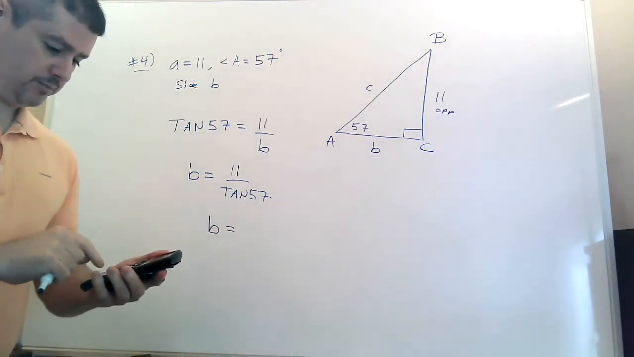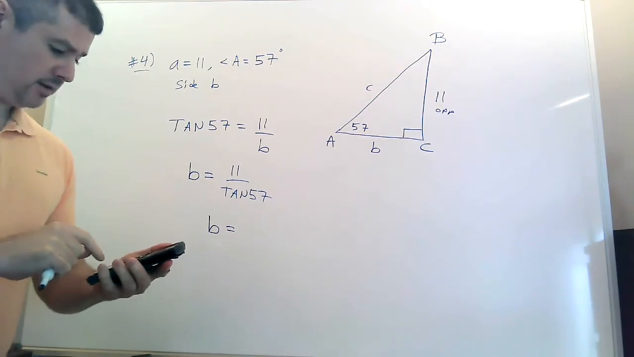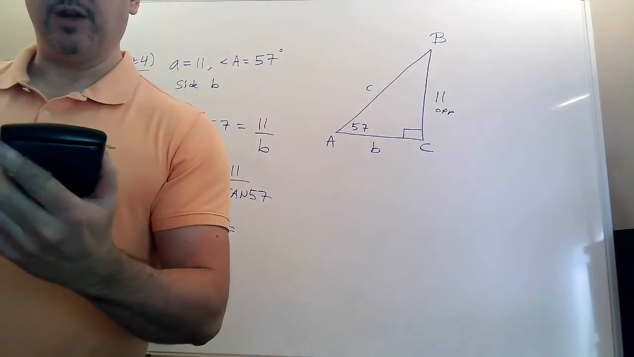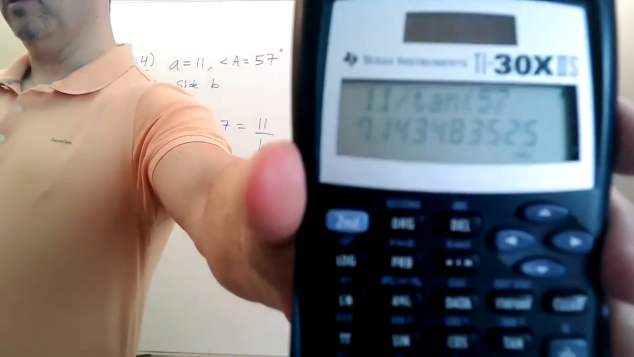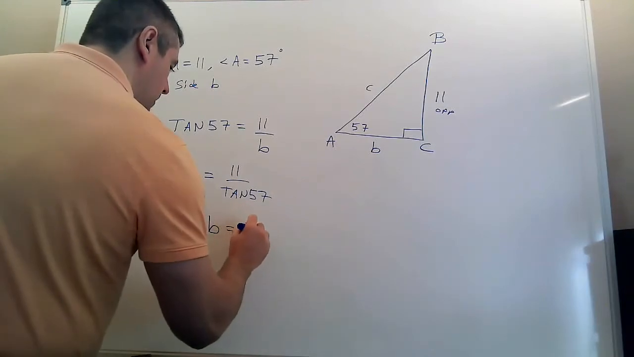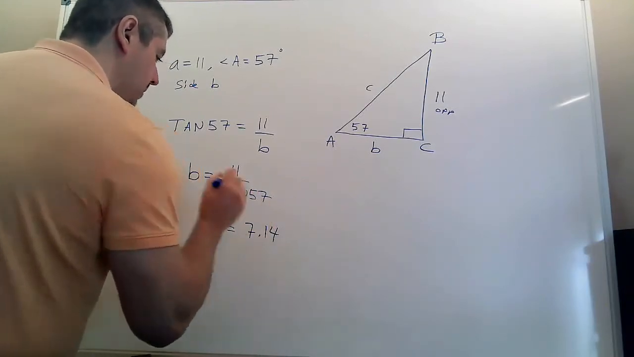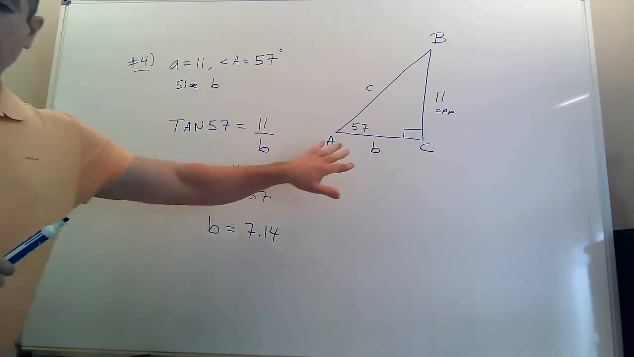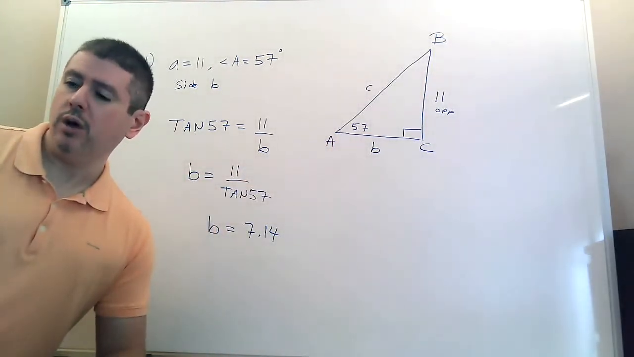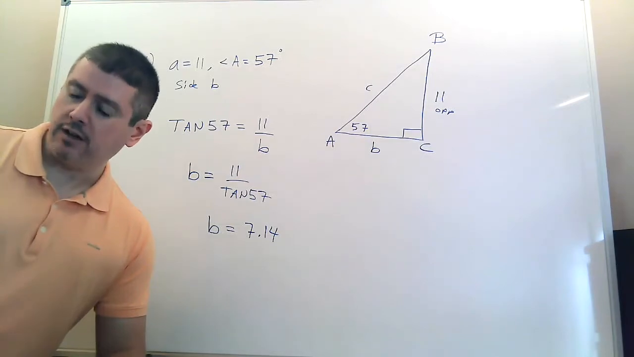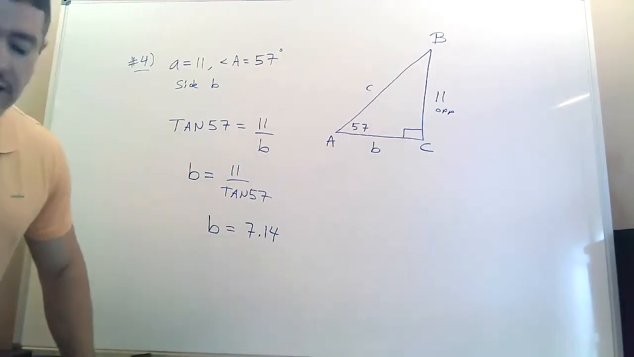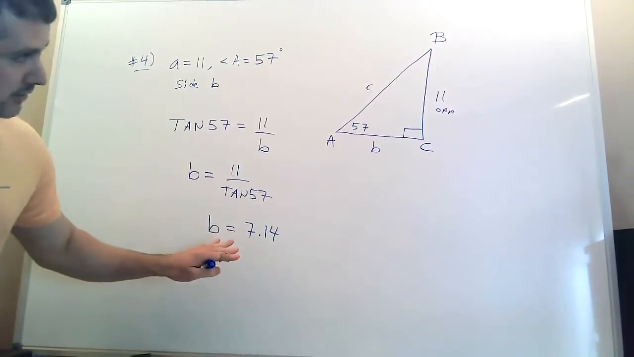So 11 divided by tan 57. Once again, I hit equal. I got 7.14. A little less blurry. Yeah, 2 places, fine. So the missing side is 7. It makes sense, right? The side can't be something ridiculous like 0.02. It also can't be something like 150. It doesn't make sense that one side of the triangle is 11 and the other side is 3 figures. So again, always ask yourself if the answer kind of sort of makes sense.